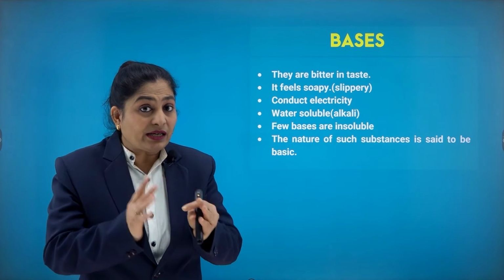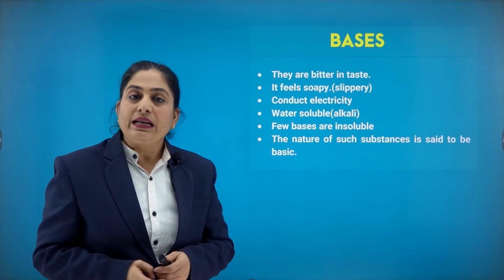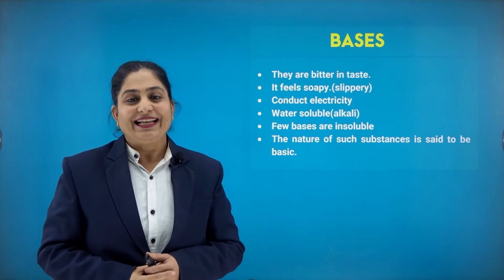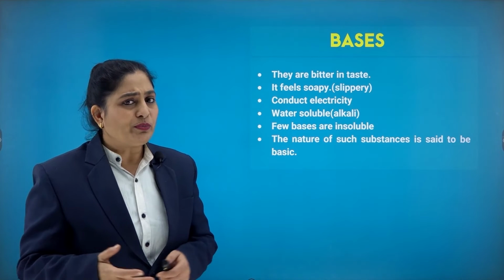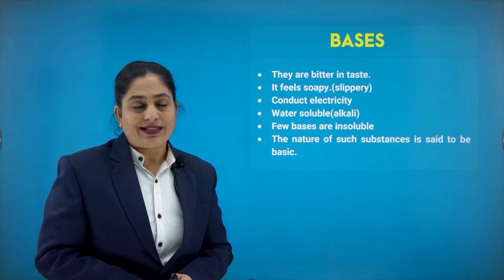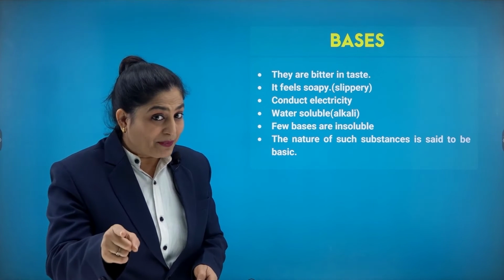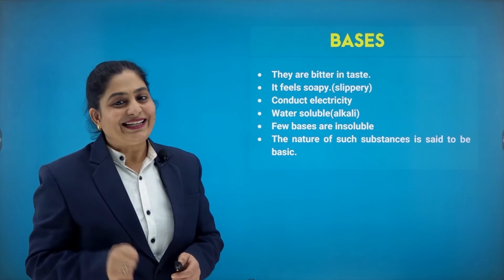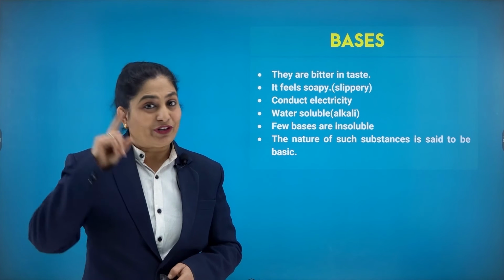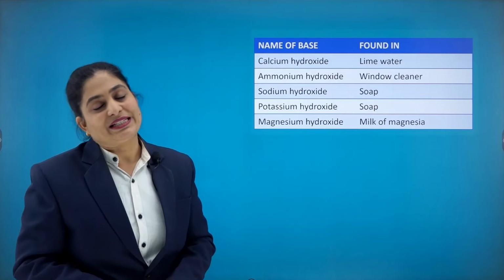The bases that are soluble in water, we specifically call those bases alkali. So all those water soluble bases, we call them alkali. Then there are a few bases which are insoluble also. That means there is no specific name for the bases which are insoluble, but the soluble bases are called alkali. And the nature of such substances, we call them basic. For acids, we call them acidic. For bases, we call them basic.